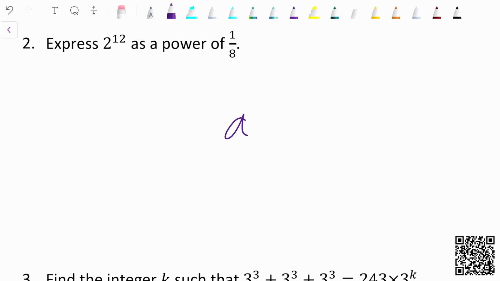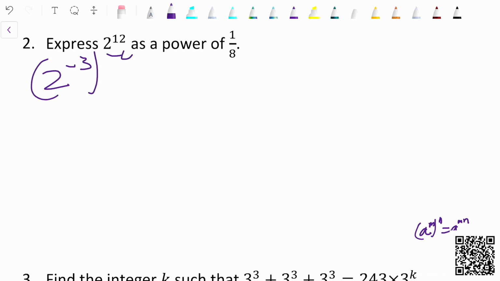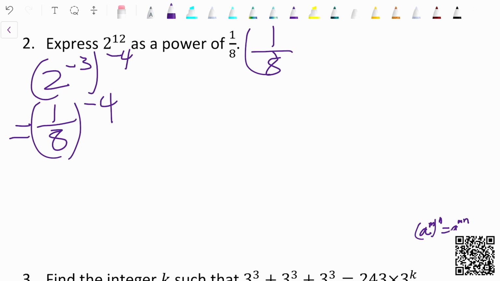this follows the same idea as that if a to the power of n would equal a to the power of n. So using that formula, we can convert 2 to the power of 12 into 2 to the power of -3 to turn it into 1/8 to the power of -4, because -3 times -4 is 12. So using that, it would be 1/8 to the power of -4. So (1/8) to the power of -4, and don't forget the parentheses.